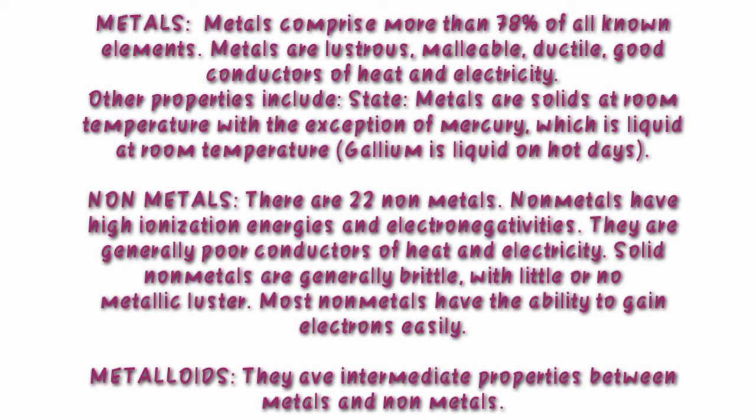Whereas non-metals are 22 in number. There are 22 non-metals known, from which 11 are gases, 1 is liquid, that is bromine, and 10 are solids. They are non-lustrous, and they are bad conductors of heat and electricity. Plus, they are not malleable and not ductile. Metalloids show the properties of metals and non-metals both. So we can say that they have intermediate properties between metals and non-metals.